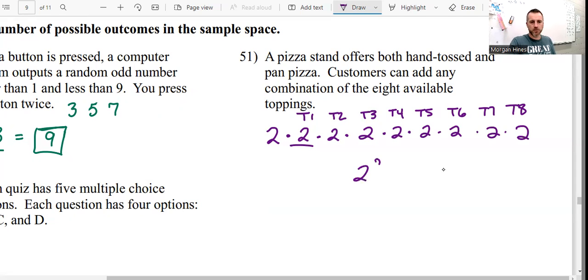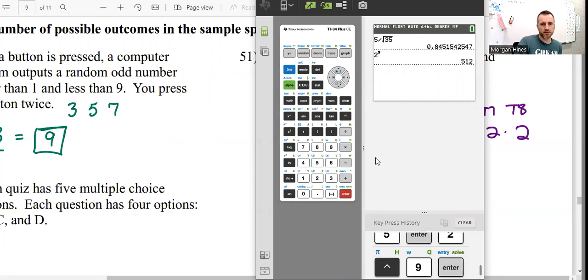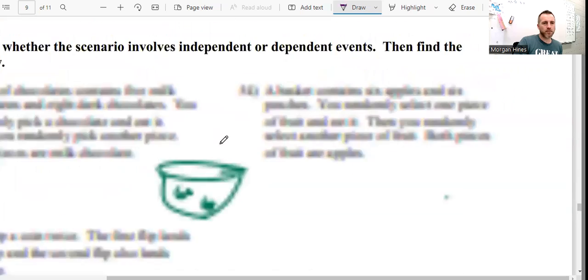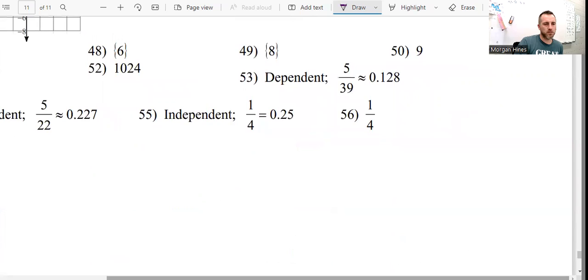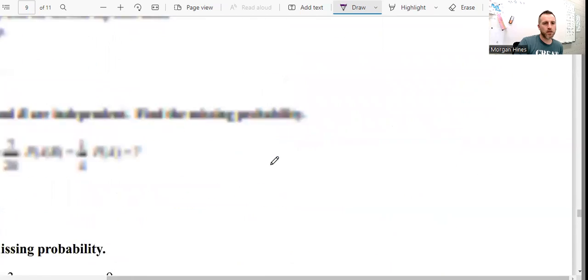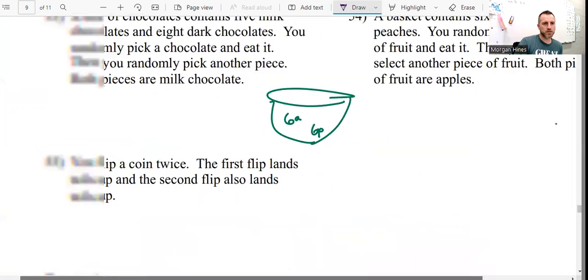So this is actually 2 to the 9th power. That's the number of possible combinations of pizza we could make. 512. I'm going to go down to the bottom and check. 512. Yay. Okay, let me get back to you, basket of peaches.